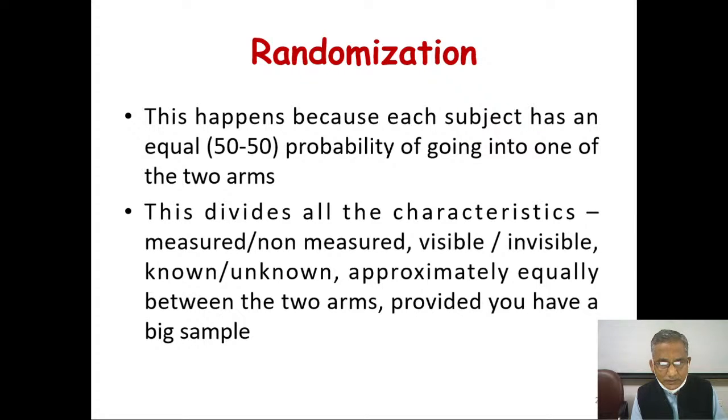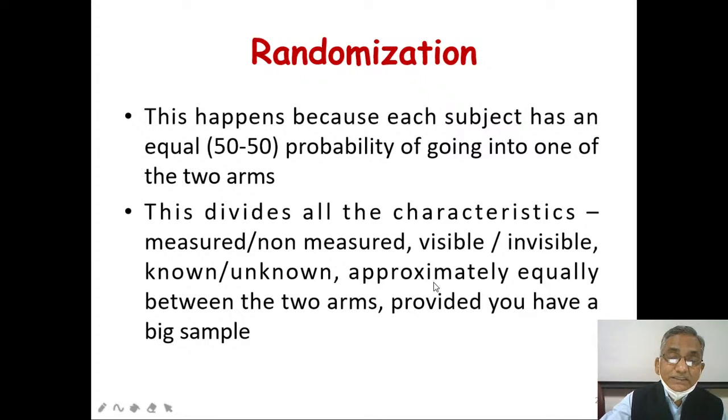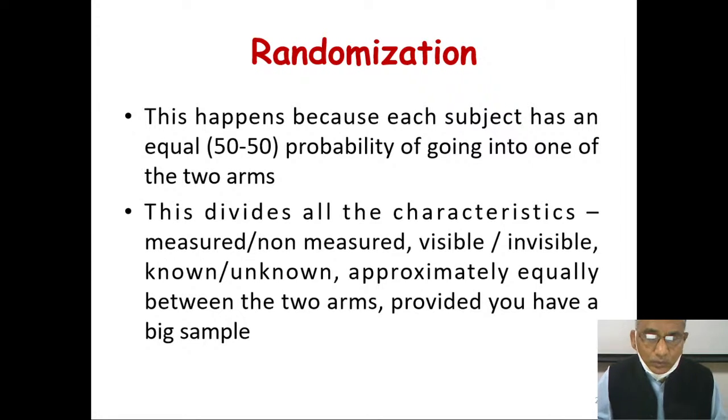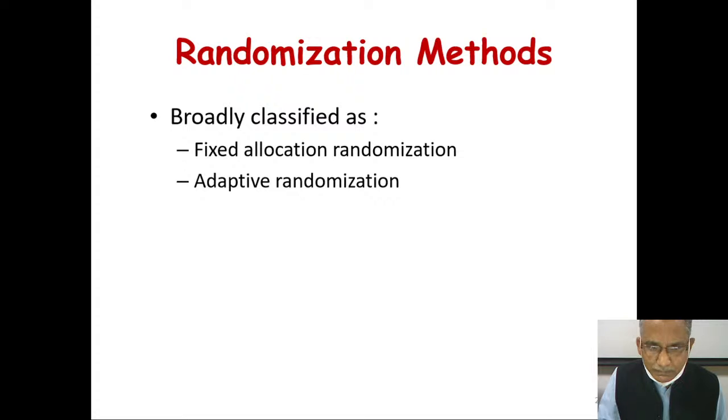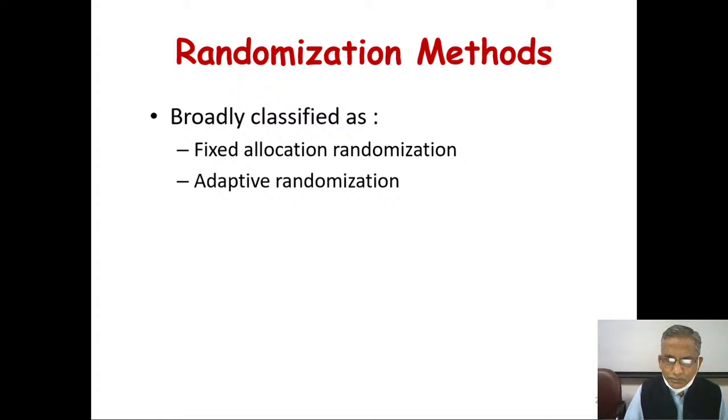This happens because each subject has an equal chance of being allocated to group A or B. This divides all the characteristics, measured or even non-measured, because there are many factors which we do not know. So they also get divided equally in the two arms of the study. There are methods of randomization. Broadly, they are classified as fixed allocation randomization and adaptive randomization.